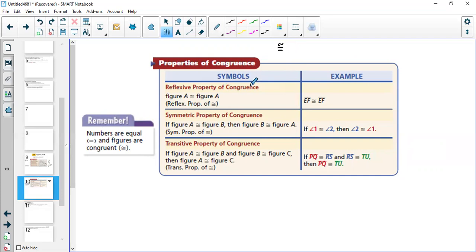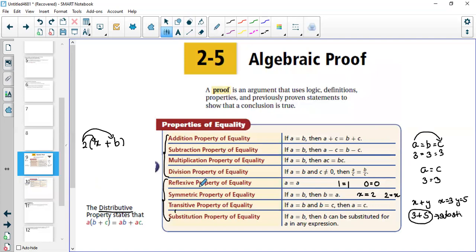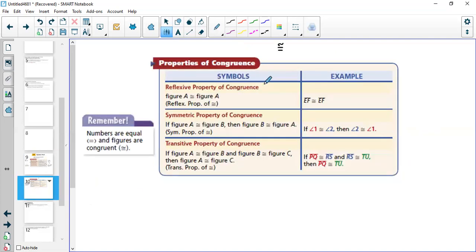So what is the reflexive property of congruence? You can see reflexive property means EF is congruent to EF. It's similar to the reflexive property of equality. Reflexive property of equality says A equals A, but reflexive property of congruence says EF is congruent to EF. The only difference is there it was equal, here it is congruent, and here we talk about figures, there we talk about numbers. That's all.